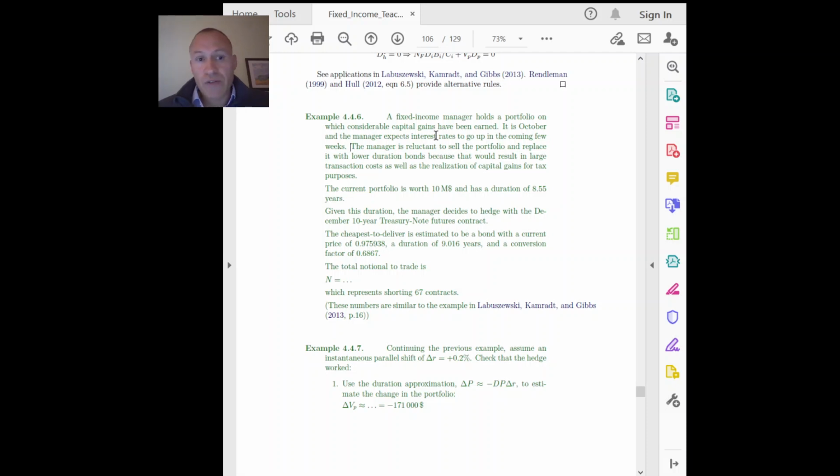Okay, he could sell the portfolio now and buy it later on, but that would be bad for these tax reasons that we discuss here. Okay, so instead of selling the portfolio, what he's going to do is manage the risk by trading interest rate futures, and therefore he does not need to sell and then buy back again the bonds, right? Okay, so let's say that the current portfolio is worth $10 million and has a duration of 8.55 years, right?